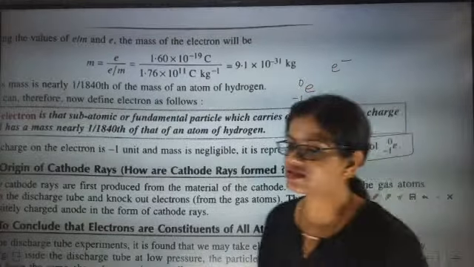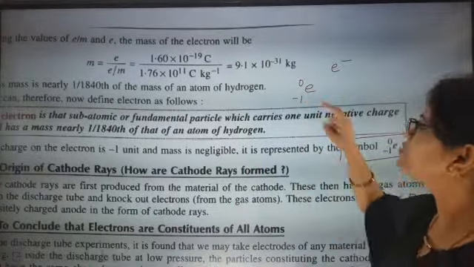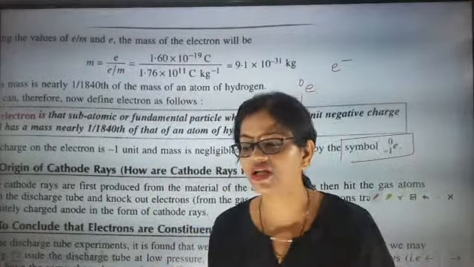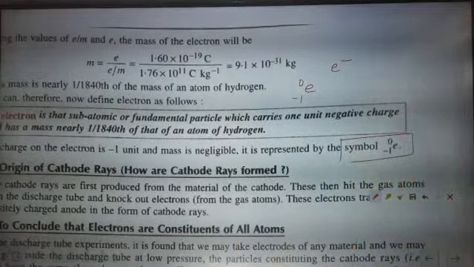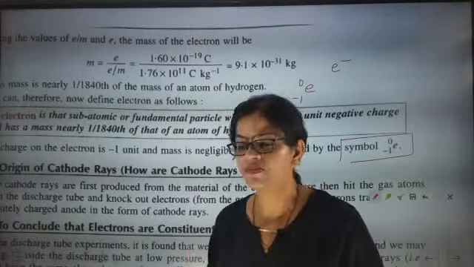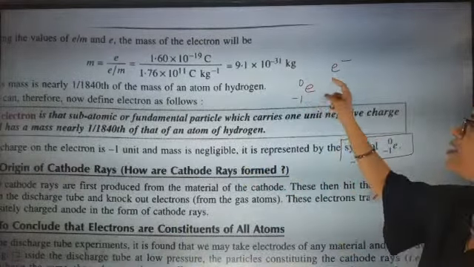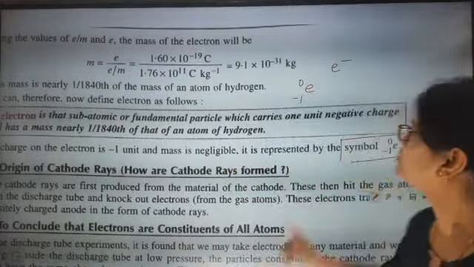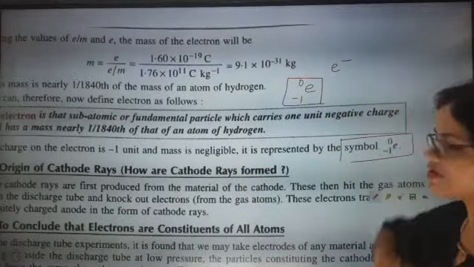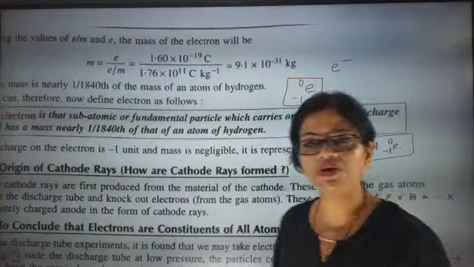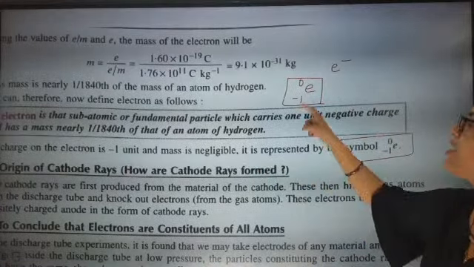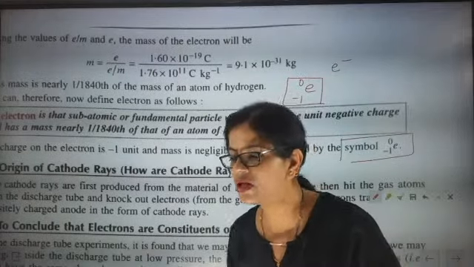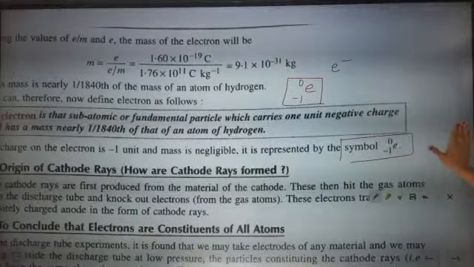This is exactly the symbol of electron: the base has -1 and the power is exactly written 0. The symbol of electron is -1, 0, electron. I hope you have understood the symbol of electron.